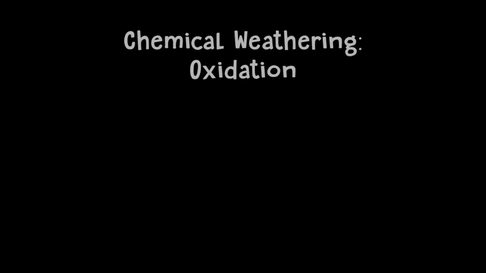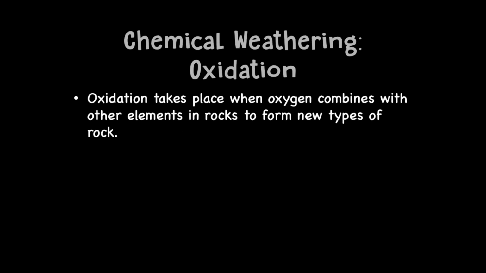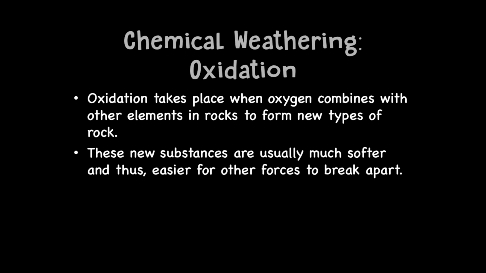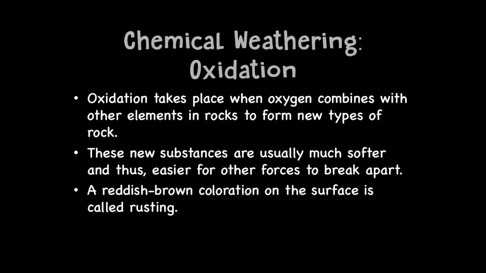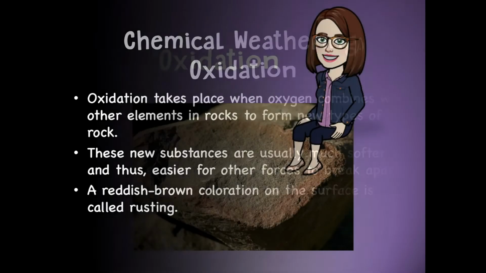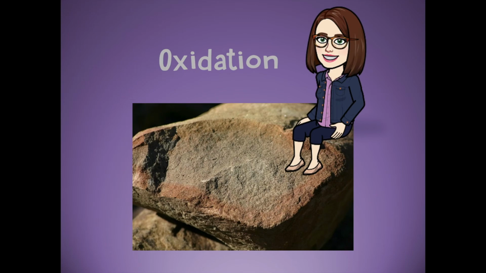Chemical weathering. Oxidation is the first one we're going to talk about. Oxidation takes place when oxygen combines with other elements in rocks to form new types of rock. These new substances are usually much softer and thus easier for other forces to break them apart. A reddish-brown coloration on the surface is called rusting. I think we've seen this before. This rock is going through the process of oxidation.